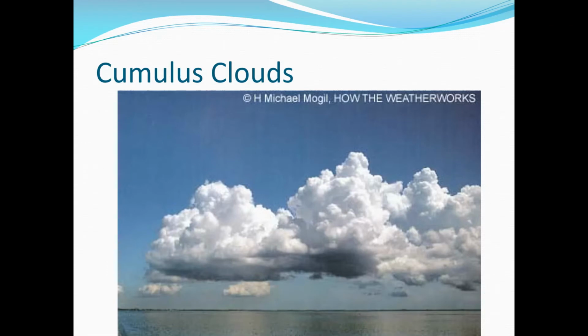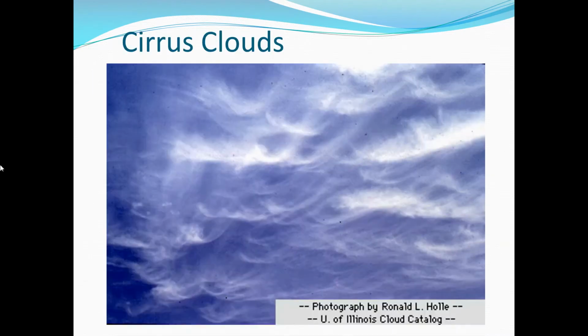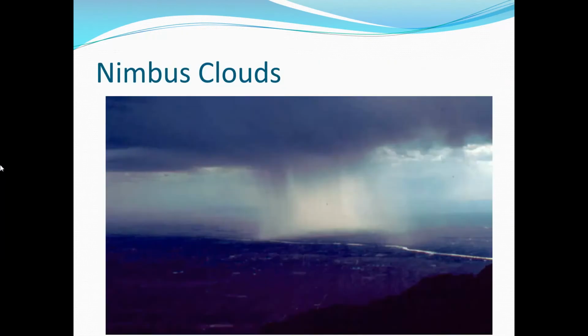Here's a good old cumulus cloud. And again, these look like those cotton ball type of clouds that you would probably draw. Here are some cirrus clouds. And then here's another nimbus cloud. Right here you can actually see the rain falling out of the cloud. This area of wispiness, this is actually rain falling out of the cloud.